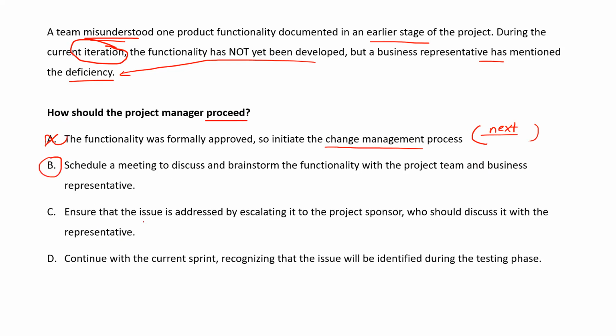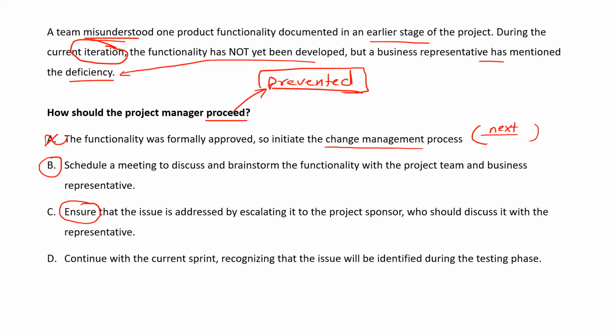Let's go next. Ensure that the issue is addressed by escalating it to the project sponsor. Always remember, when you find ensure type of words, in the question it will be about prevention. This is like the key to the situation. When you are solving questions, the word ensure will be the best fit when the question is asking how it can be prevented or how you can make sure that it will not happen. So the first word, it's wrong.